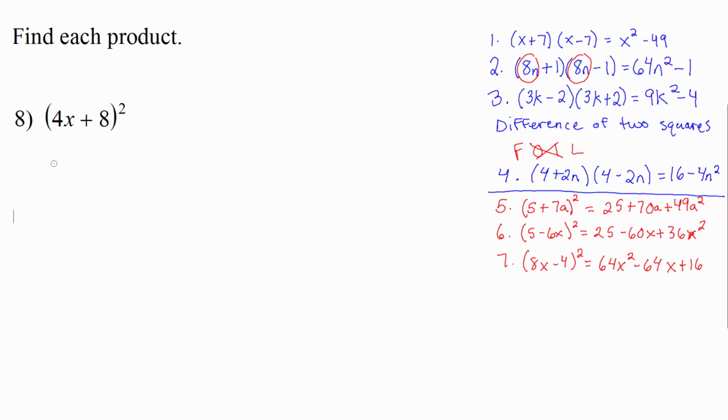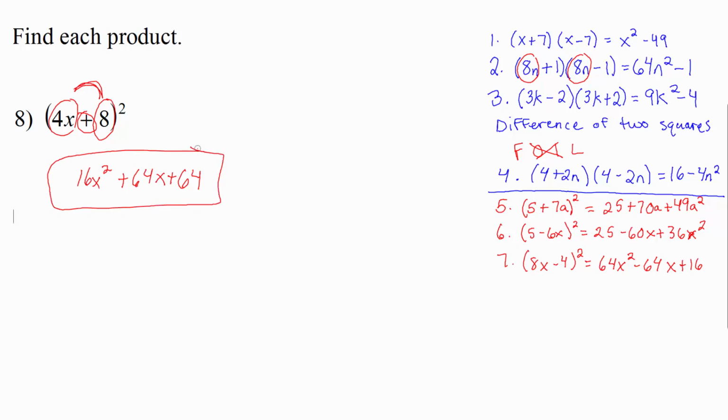So if I want to just use the pattern, not show any work, then what I would do is say I'm going to square this and get 16x squared. I'm going to square this and get 64. I'm going to multiply these together and then double it. So 4x times 8 is 32x, and then times 2 is 64x. And because it's a plus in the middle, that's a plus in the middle. So here's my answer right here.